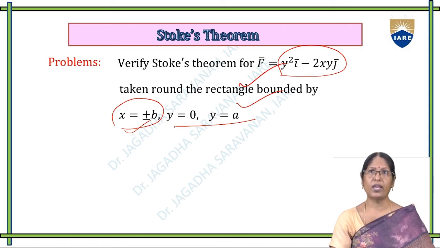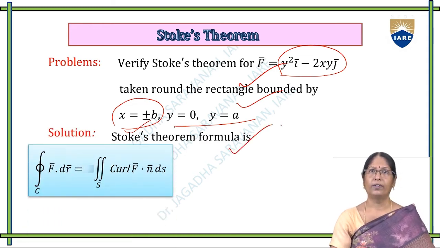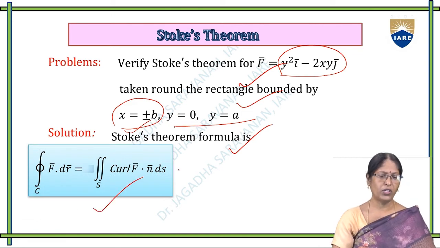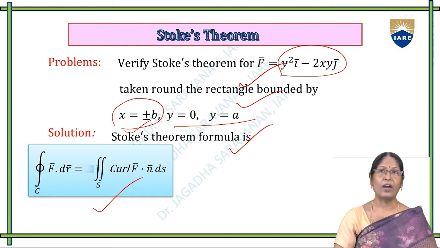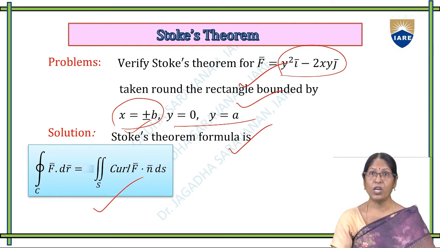theorem. So Stokes' theorem, we know the formula is: line integral equals surface integral of curl F dot n dS, that we have to verify. That is, the left side should equal the right side in value. So the Stokes' theorem formula is the integral over C of F dot dr, which is equal to the surface integral of curl F dot n dS.